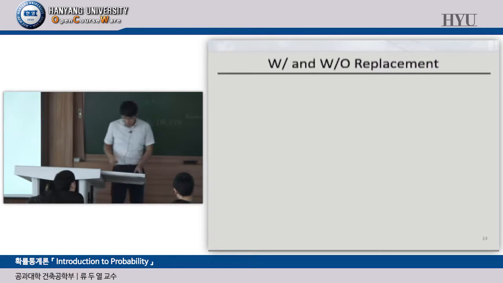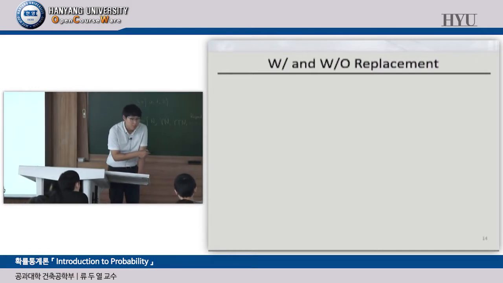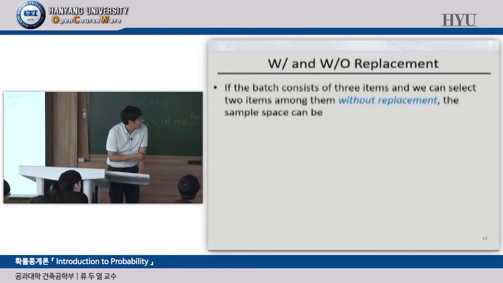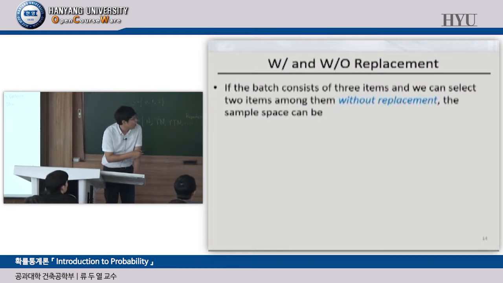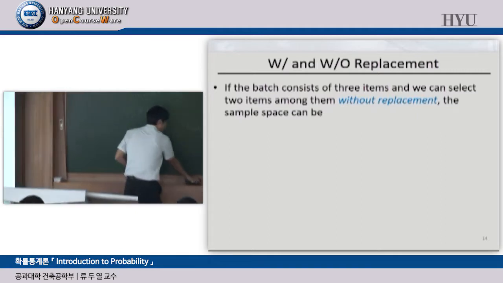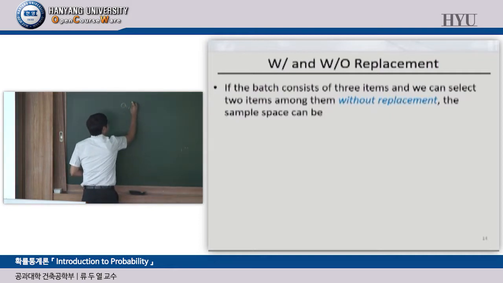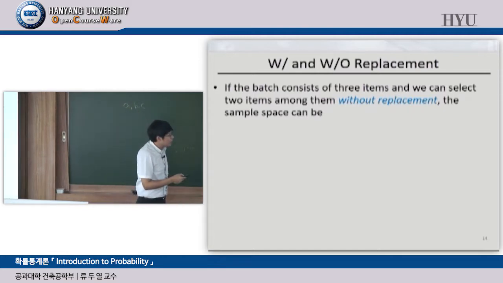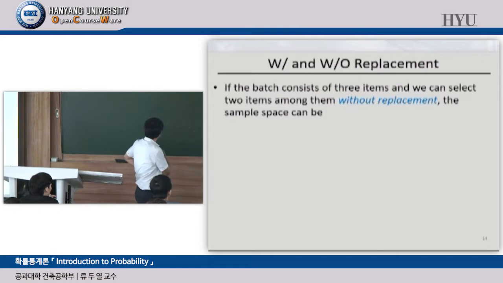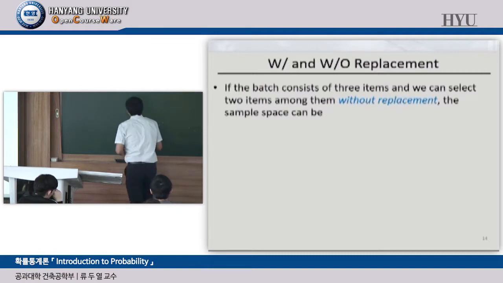Now, we are going to study the effect of replacement. If the batch consists of 3 items, for example, we can simply express the 3 items as A, B, C, okay? And we can select 2 items among these 3 items without replacement. And the sample space can be as follows.